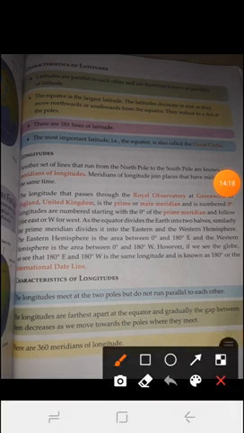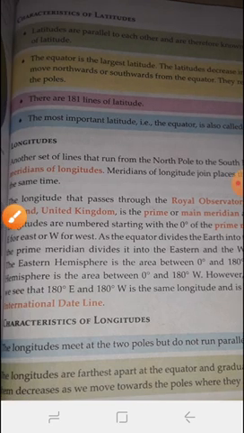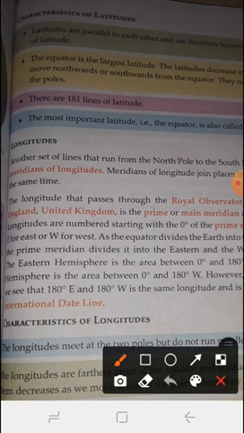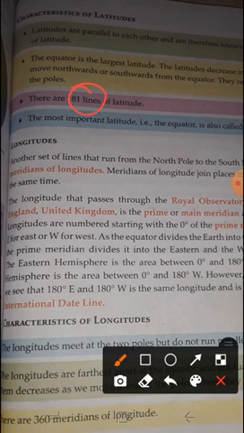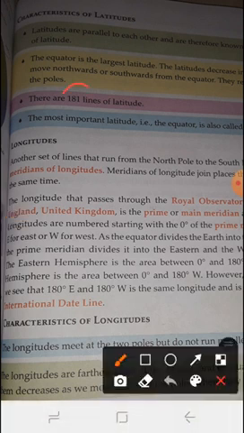And third, you see, there are 181 lines. You remember how many lines are there? There are 181 lines of latitude. Okay, they are imaginary lines. And how many lines are there? You can count those lines. There are 181 lines of latitude.